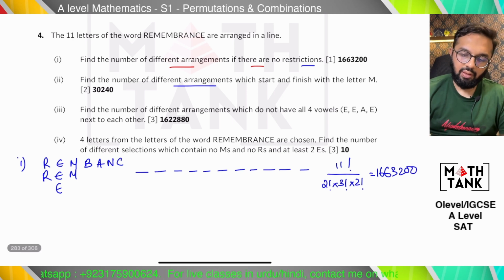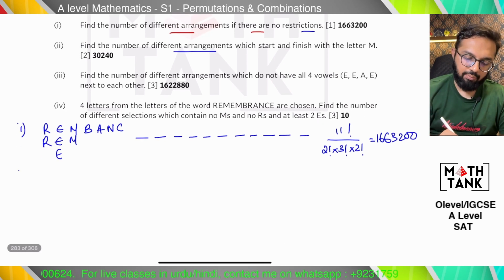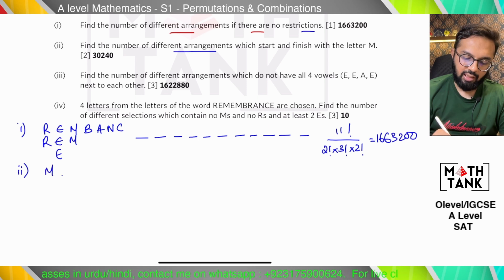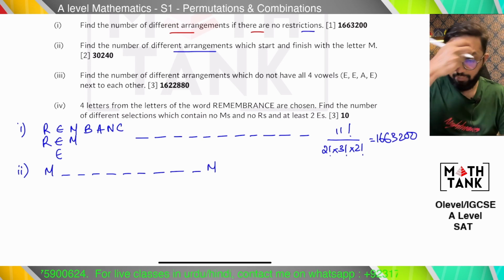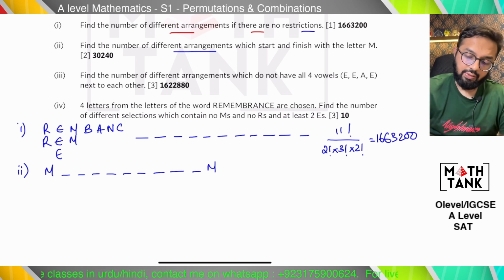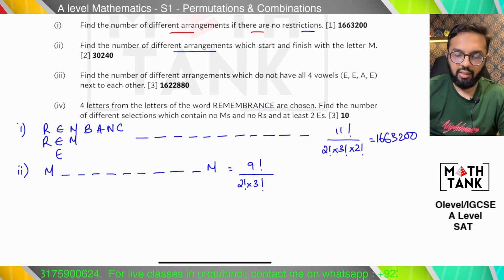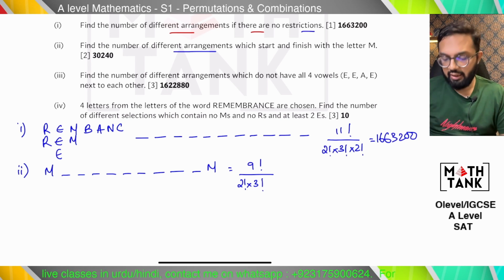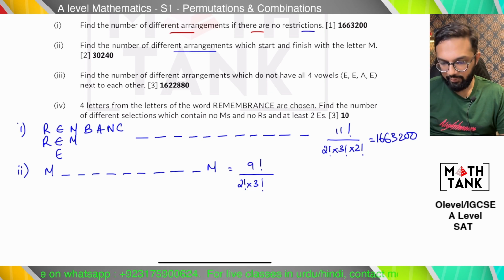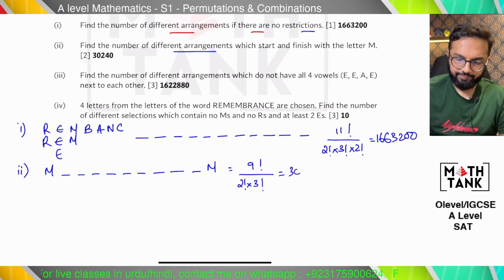Find the number of different arrangements that start and finish with the letter M. So I'm going to write an M, then 9 dashes, 1, 2, 3, 4, 5, 6, 7, 8, 9, and then another M. So 9 factorial divided by 2 R's are identical, 3 E's are identical. The M's did not get arranged, so therefore they are not divided as well. So 9 factorial divided by 2 factorial and 3 factorial gives 30240.